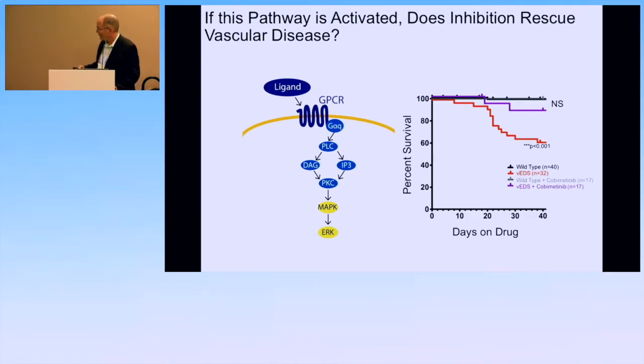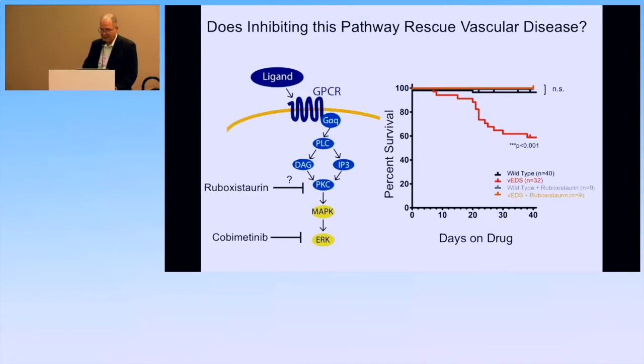So again, we wanted to see whether this was in play in vascular Ehlers-Danlos syndrome. We used the FDA-approved and now orally available ERK inhibitor cobimetinib, and we could see that that significantly improved performance in these mice, reduced the rate of aortic dissection and death. We went on to look at a PKC inhibitor and saw that this led to 100% survival in the vascular EDS mice compared to untreated animals.